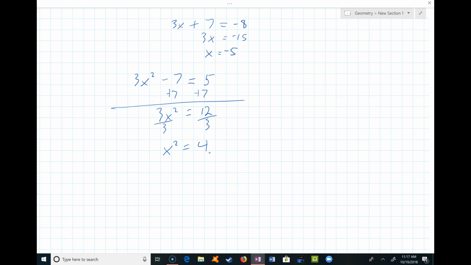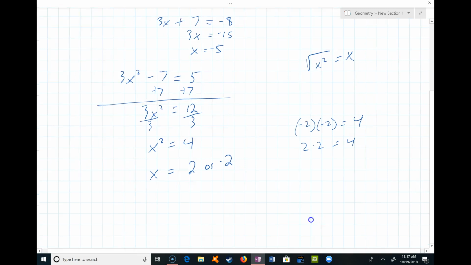So to finish this off, we can square root both sides, because when you square root x squared, we all know the square root of x squared is x, isn't it? So I'm going to square root both sides. But now keep in mind, we know that negative 2 times negative 2 is equal to 4, and 2 times 2 is equal to 4. So when I square root 4, there's actually two possibilities. So my answer is 2 or negative 2.